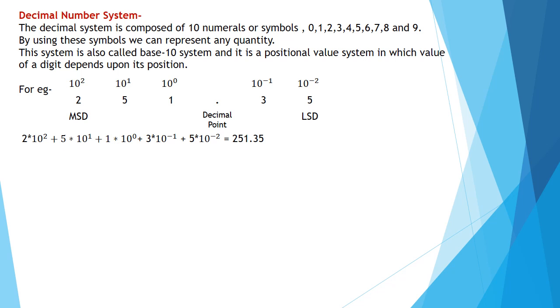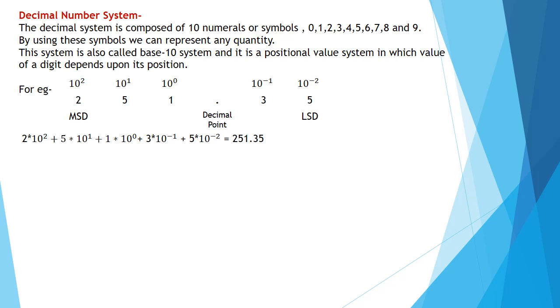Now in this, the most significant digit is the MSD. The MSD refers to the most significant digit, which has the highest weight among these digits. So 2 has the highest weight because it has 10 to the power 2, so it will be 2 into 10 to the power 2, that is 200. Similarly, 5 has a lesser weight as compared to 2, and at the last we see 5 has the least weight here, so we give the least significant digit to 5.